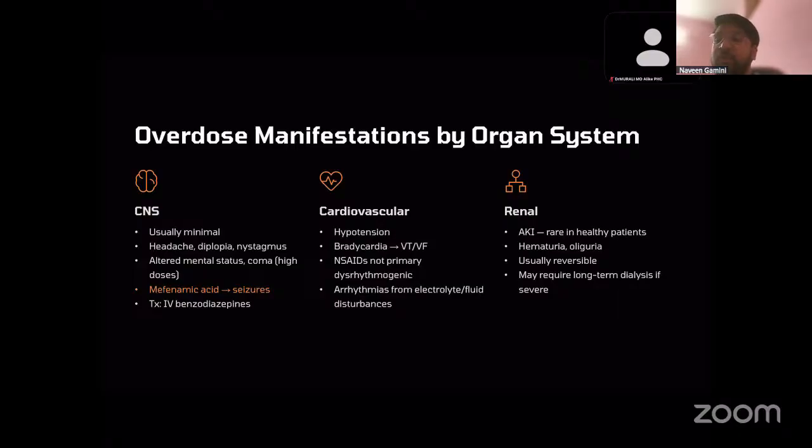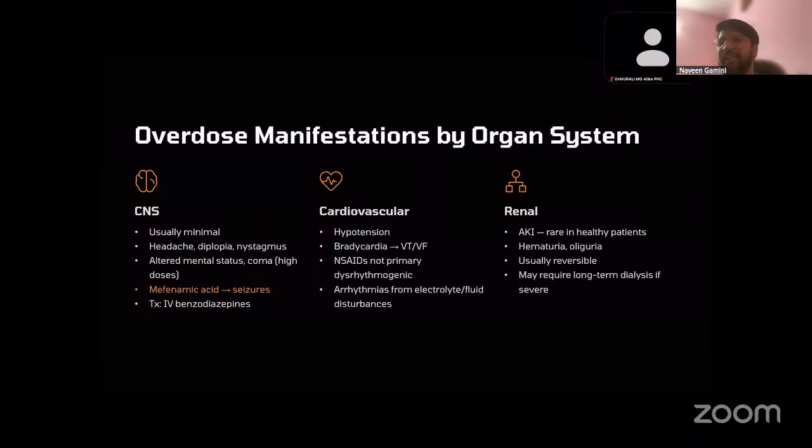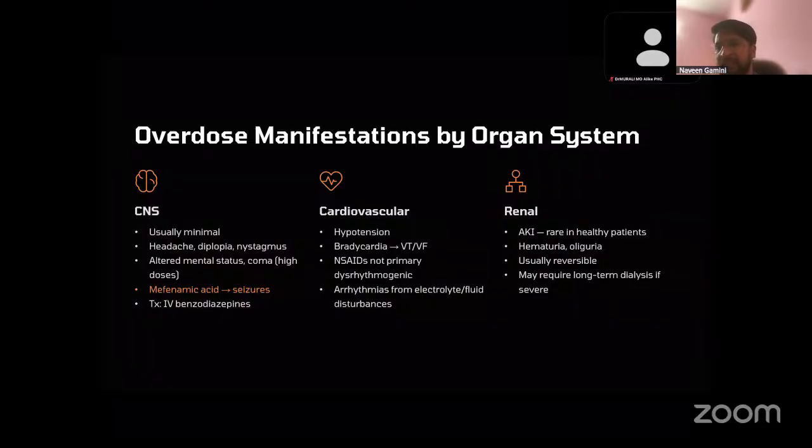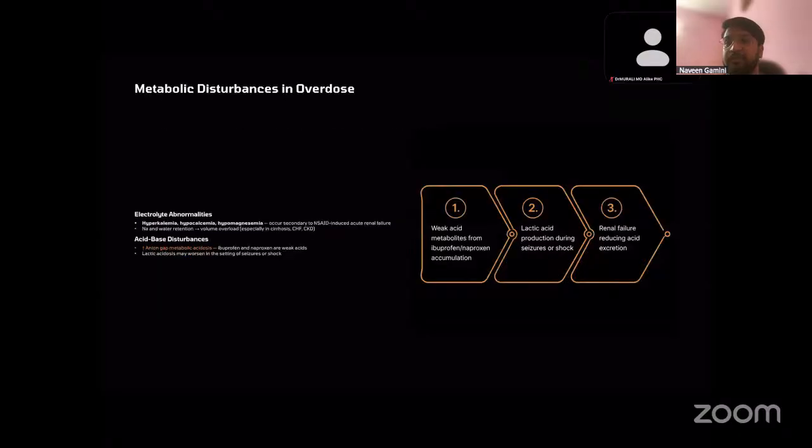Arrhythmias are mainly because of electrolyte and fluid disturbances, meaning that because of renal involvement, NSAIDs can cause electrolyte disturbances, and these electrolyte disturbances cause the cardiovascular arrhythmias. So this is the pathophysiology. And regarding the renal system, AKI will be seen, and hematuria and oliguria can be seen. Mostly it is a reversible pattern of renal damage. Once the toxic dose has been treated or symptomatically managed, usually the renal function will also recover, though it may require long-term dialysis if it is severe.